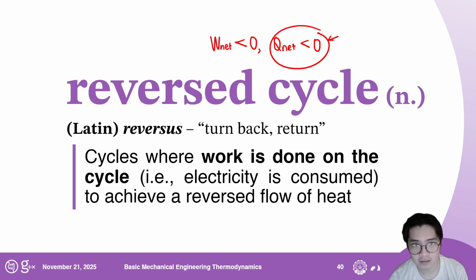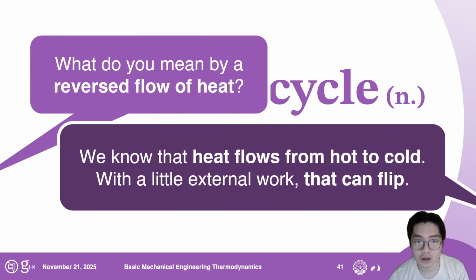That is the definition of why the reversed cycle is called the way that it is. We know that heat flows from hot to cold. That is something that we've been saying since we were elementary or high school students. With the presence of external work, we can flip that. We can now say that heat can flow from cold to hot so long as we provide a device with work. It's very interesting.